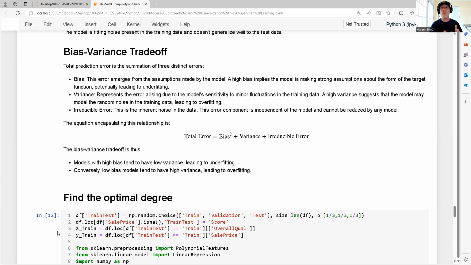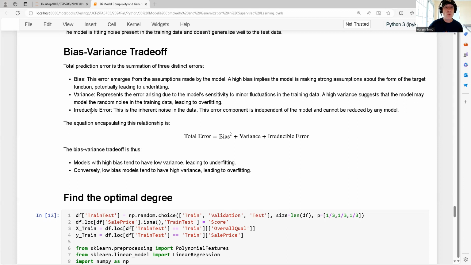Now, the variance is the variability in what happens. There are fluctuations that we observe in the training data that are deviations from the population expected value. And so the variance aspect means that things just don't get nailed down as well as we want them to. High variance suggests that the model may have some noise in the training data that could lead to some problems.